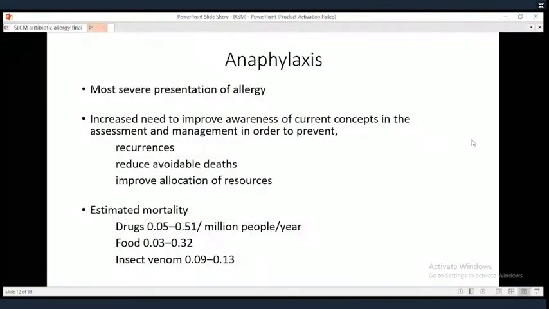So anaphylaxis. We need to increase awareness of current concepts in assessment and management of anaphylaxis, because we need to prevent recurrences, reduce unavoidable deaths, and improve allocation of resources. The estimated mortality from anaphylaxis that is caused by drugs is about 0.05 to 0.5 million people per year. So you can see how that mounts up with other anaphylaxis caused by food or insect venom.